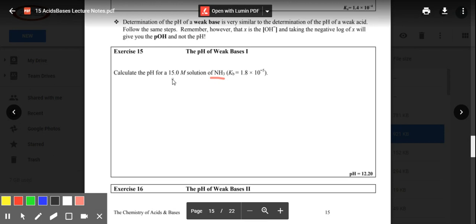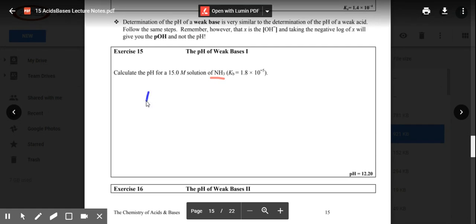First thing, what are we going to do? Well, first of all, we recognize that this is a weak base, so we know we're going to have to set up the RICE chart because it's not 100% dissociation. We have to figure out the amount of the OH that will actually get there.